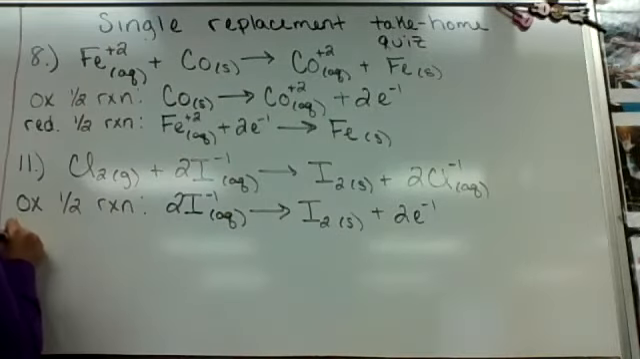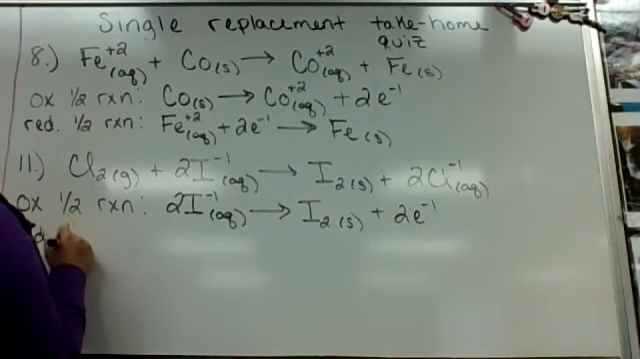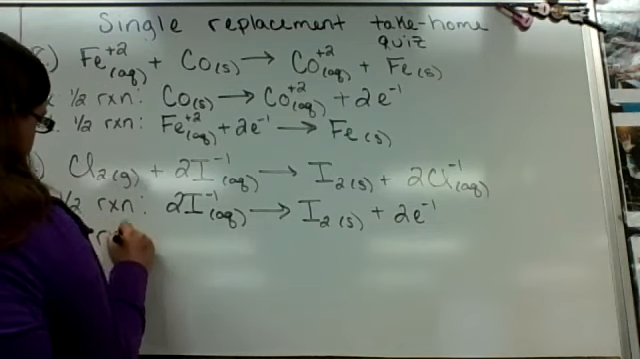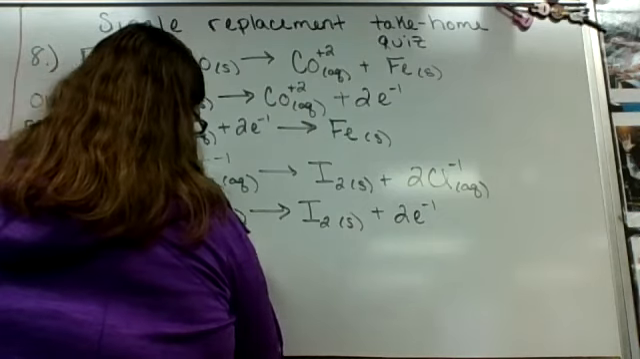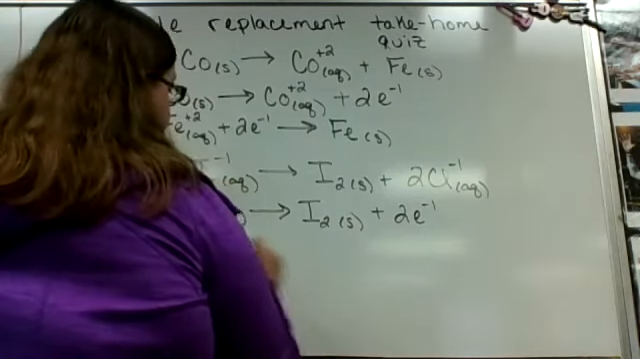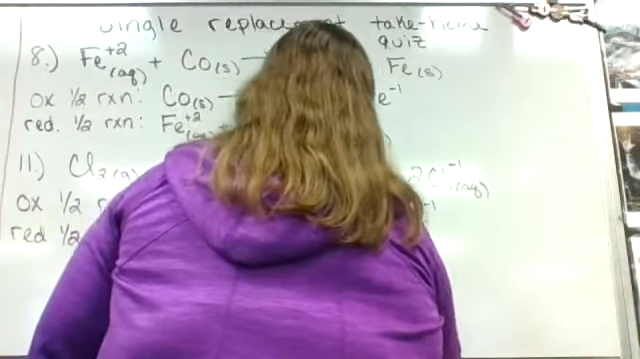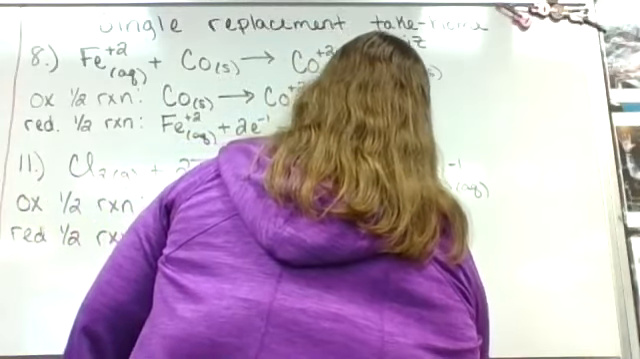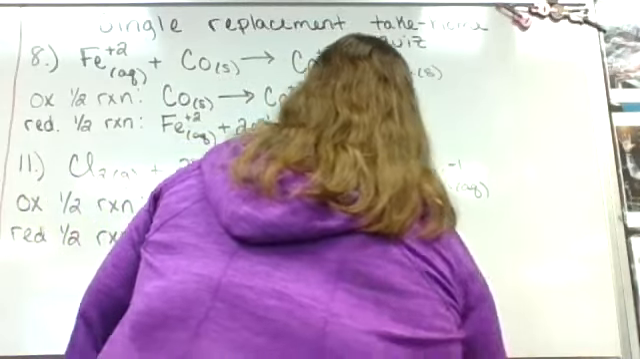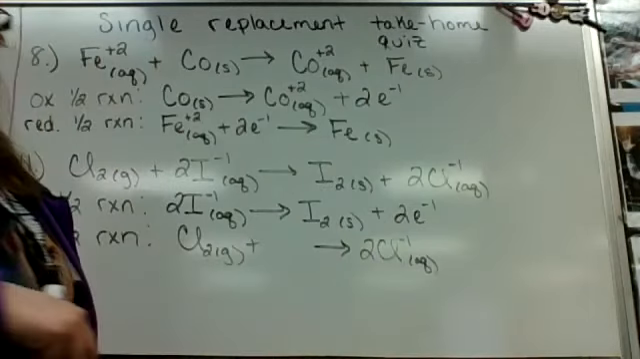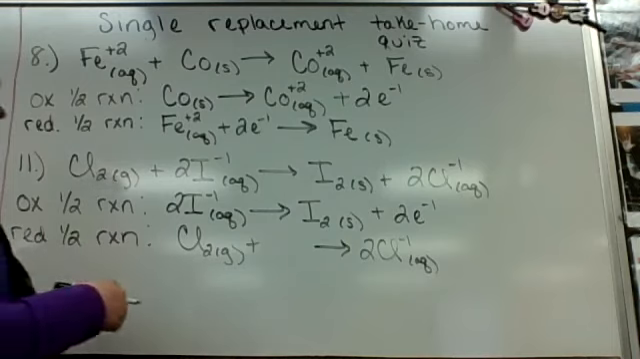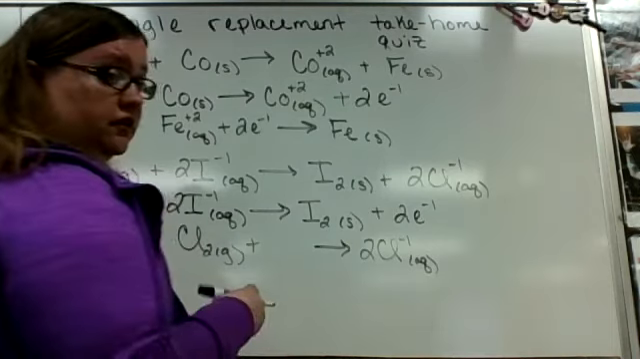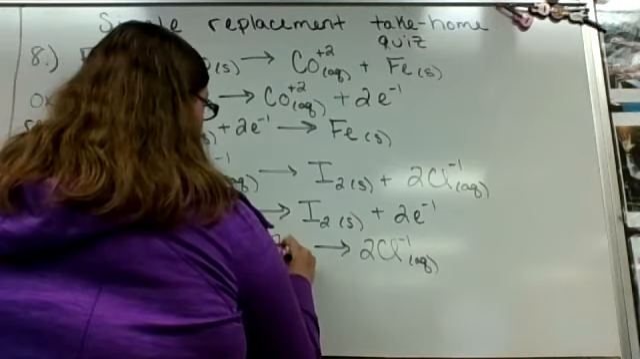Now the reduction half reaction is the other thing. It's going to be Cl2 gas plus a certain number of electrons yields 2 Cl minus 1 aqueous. How many electrons do we need? What's the total charge on the right? -2, yes. So we need how many electrons? 2.